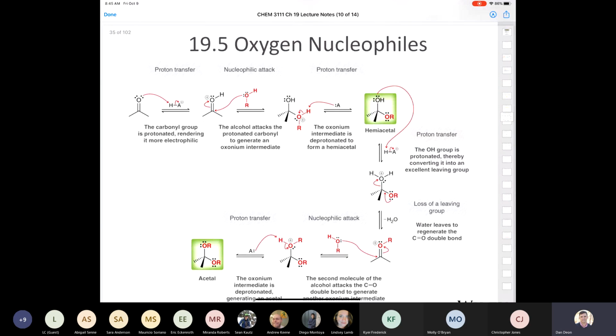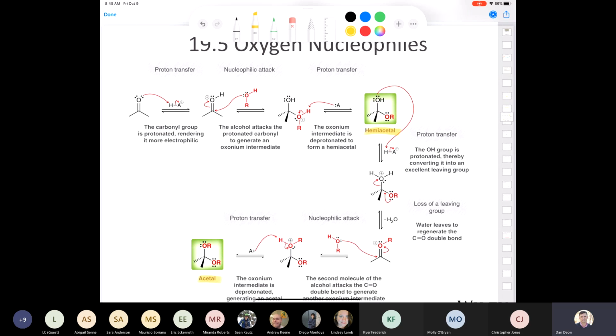Here's the mechanism of the formation of an acetal from a ketone or aldehyde. Now, again, they're showing a ketone here. But besides the acetal, there's one more new functional group I need you to know, and that's a hemiacetal. Very important because hemiacetals come up a lot in carbohydrate chemistry, which we're going to look at in chapter 24.